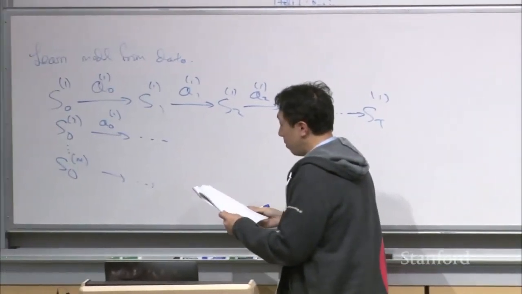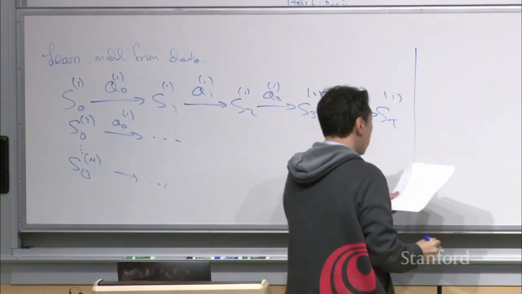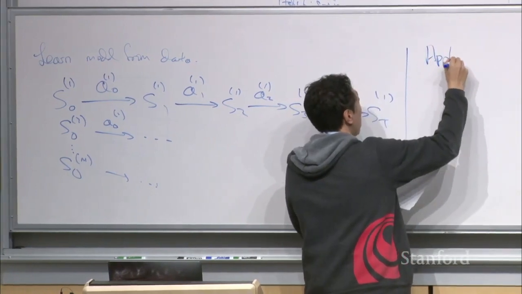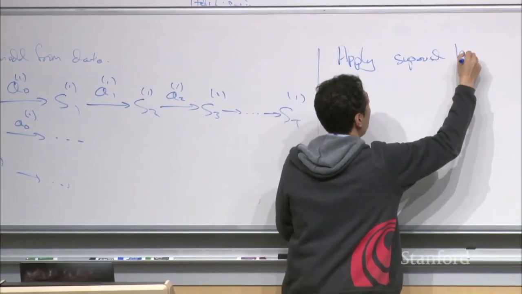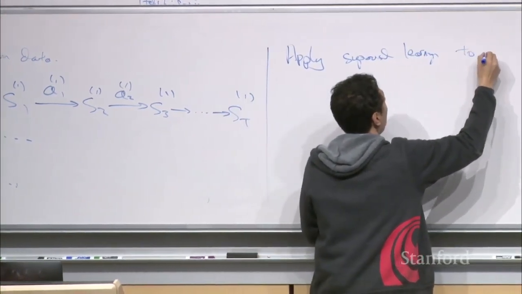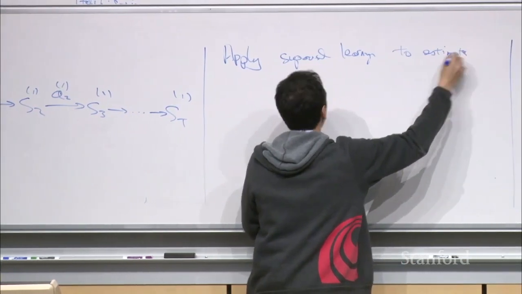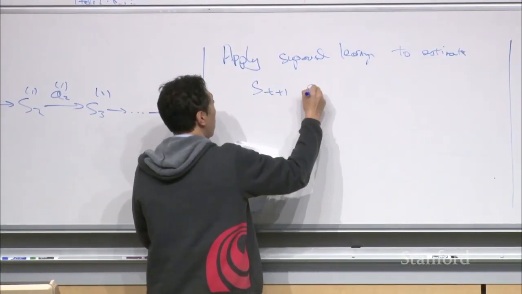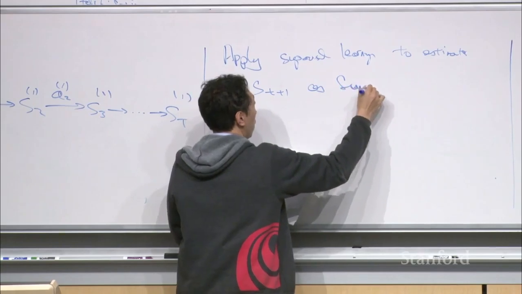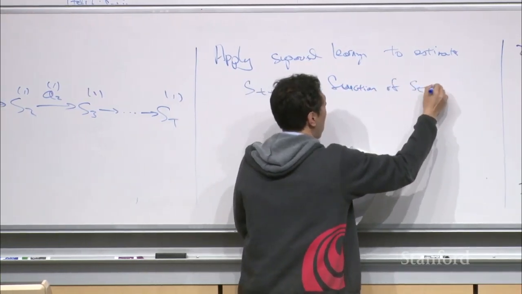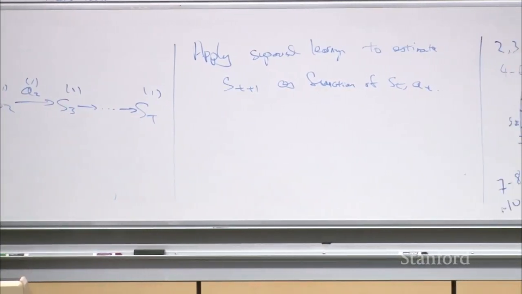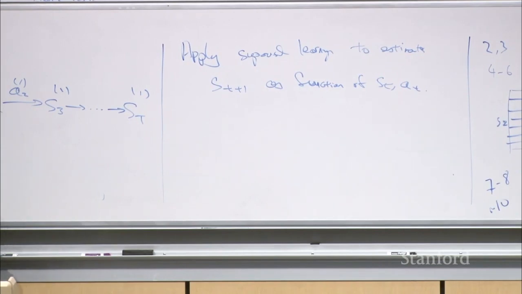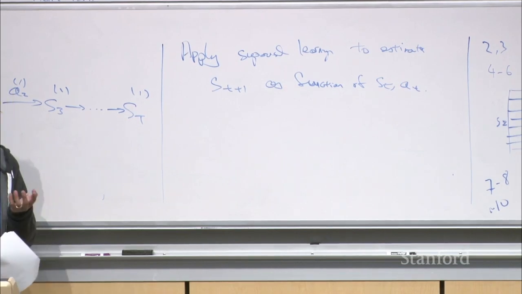And now, your goal is to apply supervised learning to estimate ST plus 1 as a function of ST and AT, right? So the job of the model, the job of the simulator, is to take as input the current state and the current action and tell you where the helicopter is going to go, like 0.1 seconds later.